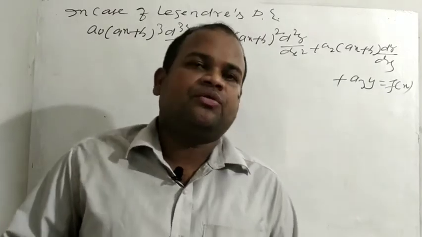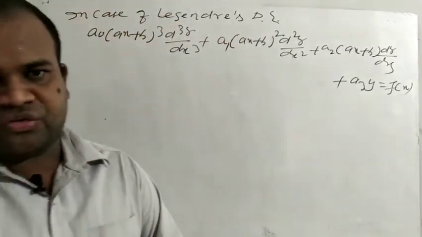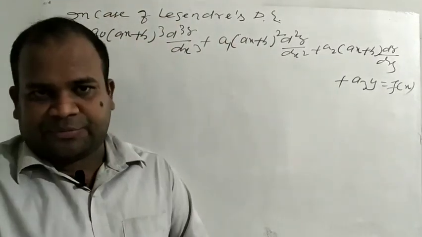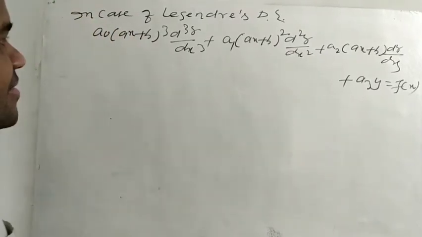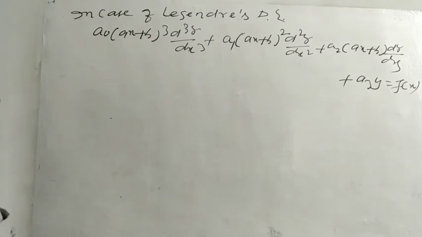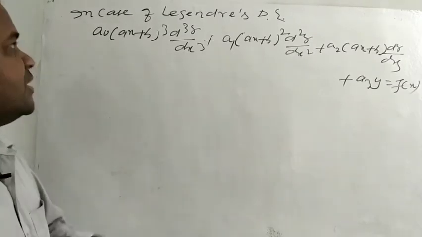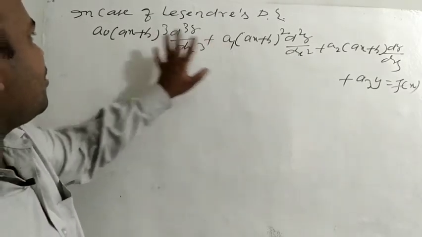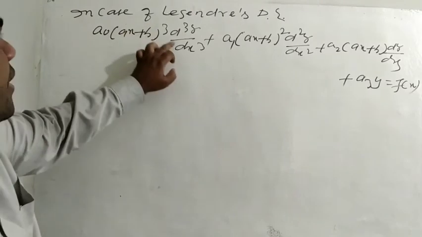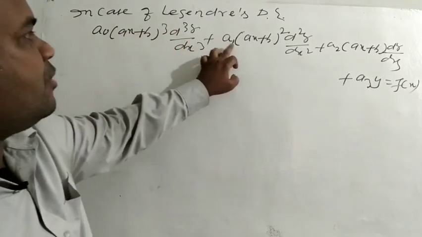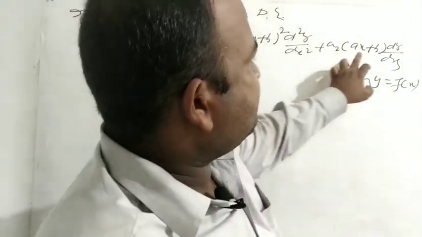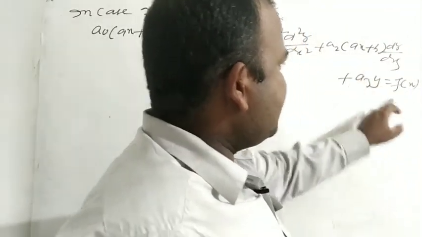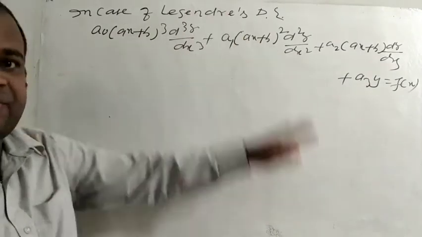Today we will discuss Cauchy's differential equation, or homogeneous differential equation. What do we mean by Cauchy's differential equation? In the last lecture we studied the Legendre differential equation, which is in the form of (a0 x plus b) whole cube d cube y by dx cube plus (a1 x plus b) whole square d square y by dx square plus (a2 x plus b) dy by dx plus a3 y equal to f of x. This type of differential equation is known as the Legendre differential equation.